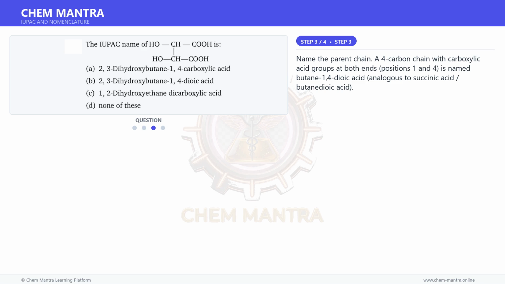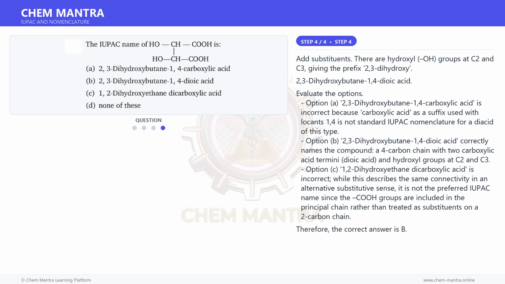Moving on to the next step. Name the parent chain. A 4-carbon chain with carboxylic acid groups at both ends, positions 1 and 4, is named butane-1,4-dioic acid, analogous to succinic acid. And for the final step, add substituents. There are hydroxyl groups at C2 and C3, giving the prefix 2,3-dihydroxy. 2,3-dihydroxybutane-1,4-dioic acid. Evaluate the options.